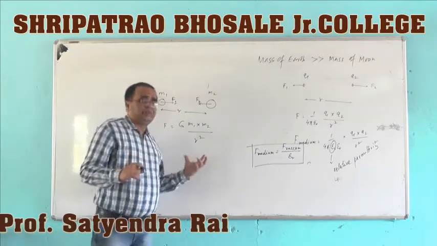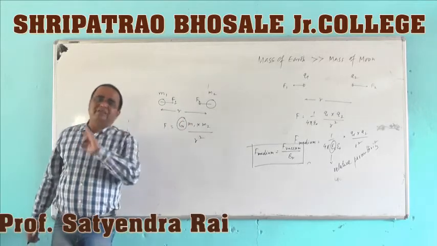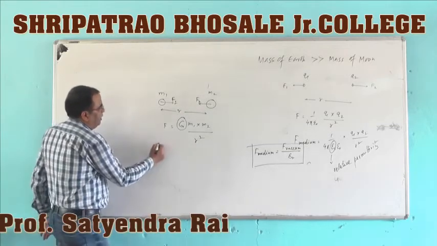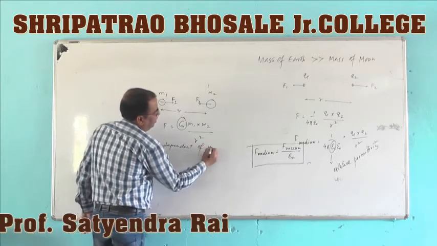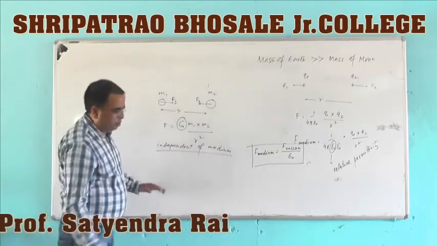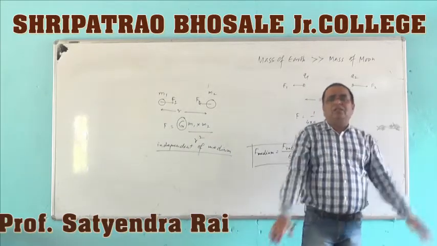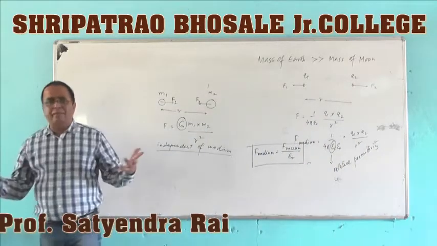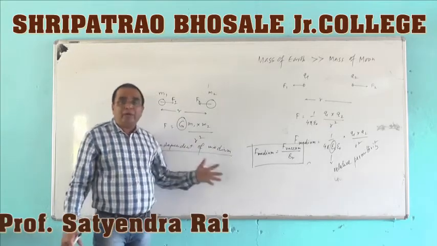Here the case is different. Here the constant G is called the universal gravitational constant. The reason is that gravitational interaction is independent of the medium in which the mass particles are kept. Whatever the medium between the two interacting bodies, the gravitational interaction will be as usual, right? Whether it is vacuum or water or gas or whatever medium, the gravitational interaction between two masses will be the same, no difference.